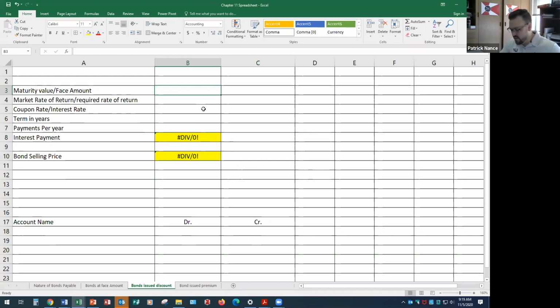So the example again that the book gives is another $100,000 bond. The market rate of interest is 13%, and the coupon rate of interest is 12%. The term in years again is 5, and the payments per year again it is semi-annual, so 2 payments per year.